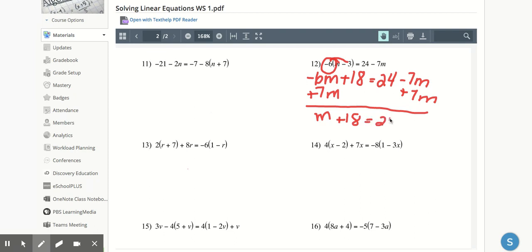equals 24. And now, to solve, I just need to move this 18 over. So I'm going to subtract 18 from both sides. And then when I do that, all that I'm left with on the left-hand side is the m. And then on the right-hand side, the 24 minus 18 is going to leave me with 6.